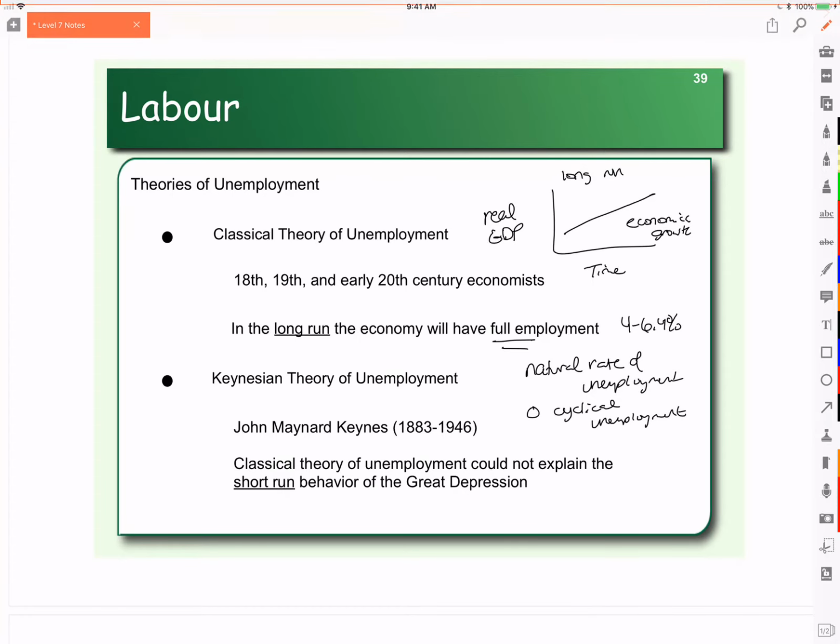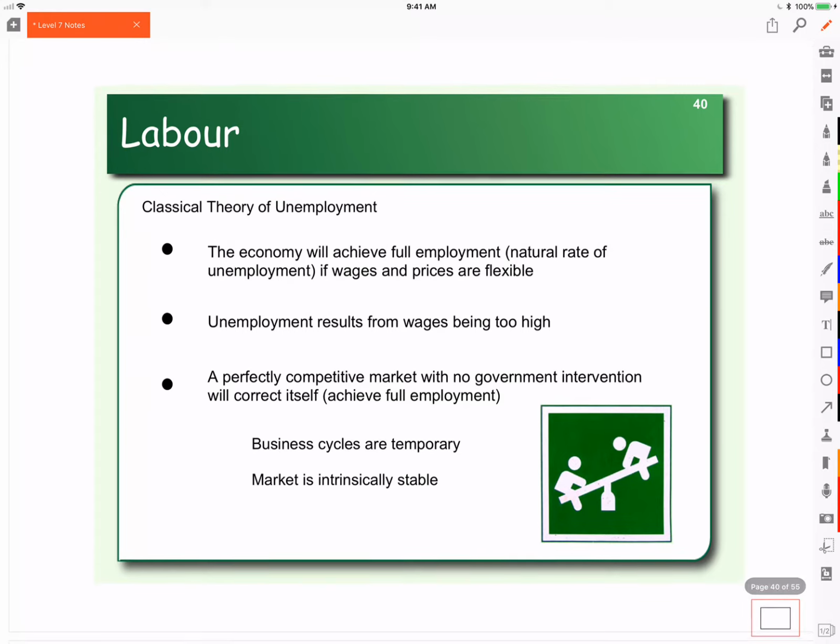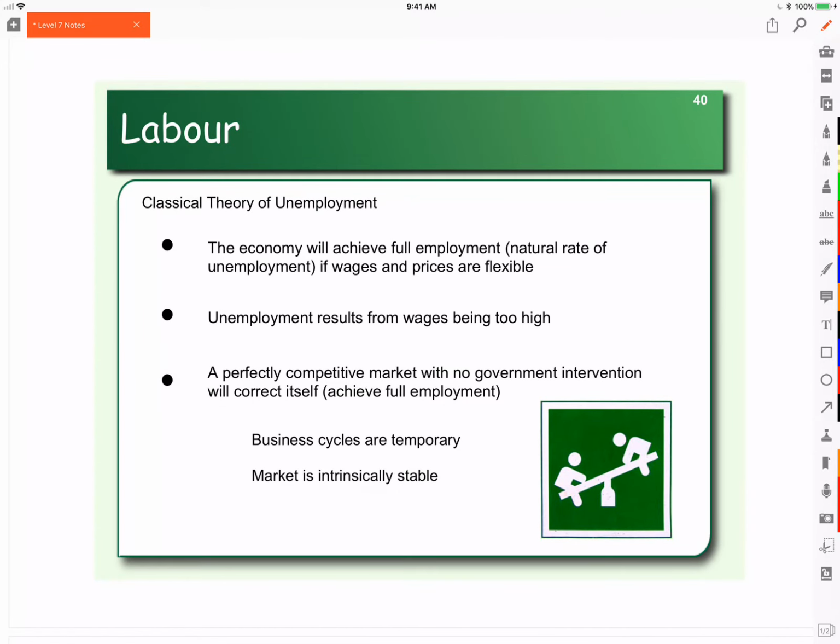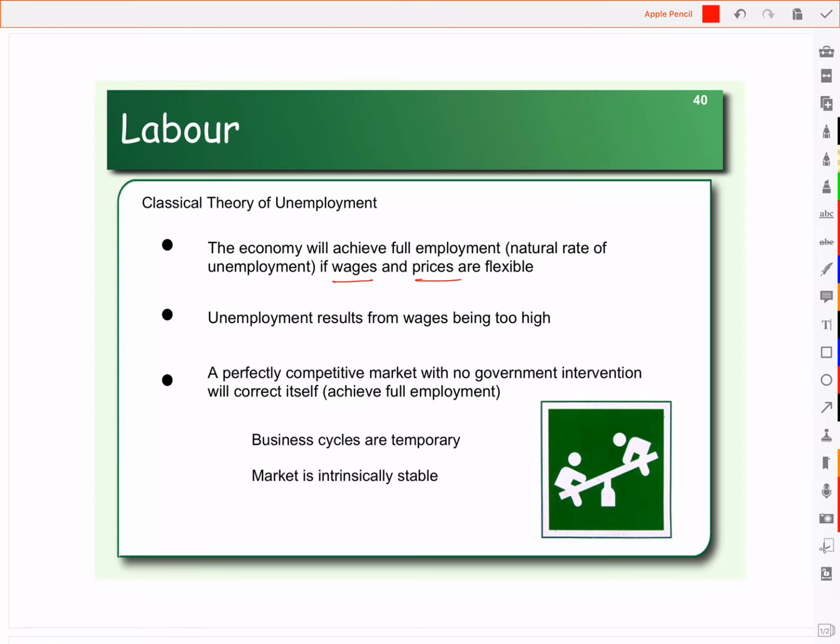So when we look at the classical view of unemployment, that bigger picture about growth, we don't have to worry so much about cyclical unemployment. The economy is going to fix itself, so we don't really have to worry about intervening. And the classical theory really ties in with that philosophy of that laissez-faire competition economy. That is, the government is hands-off, the economy will fix itself. And the reason the economy will fix itself is because wages and prices are flexible. So if we allow wages and prices to change, the economy will fix itself.